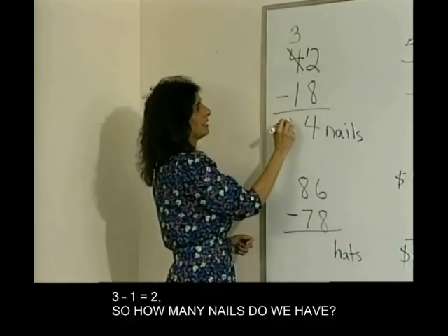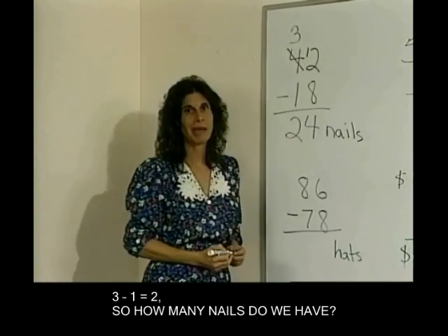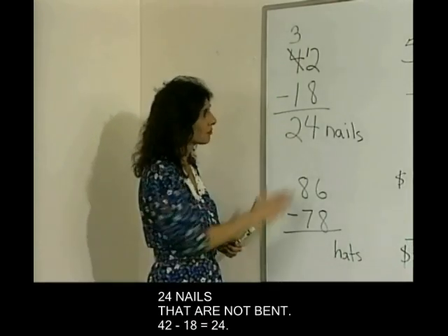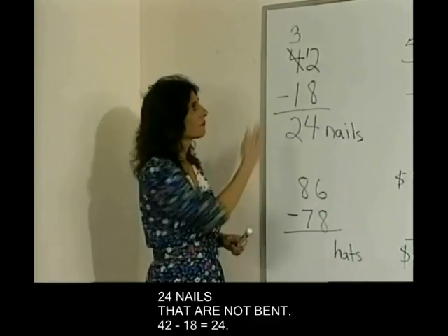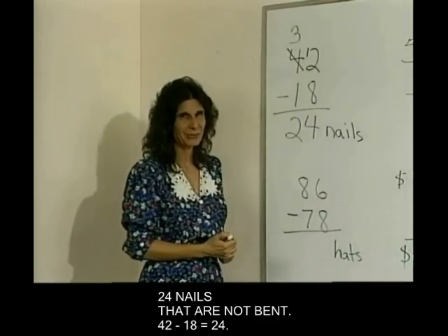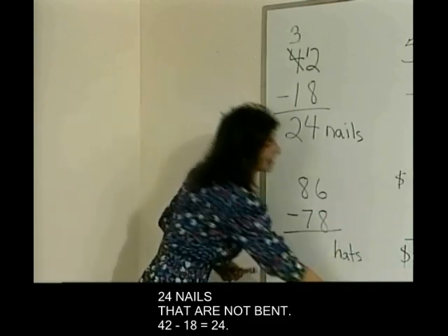3 minus 1 is 2. So how many nails do we have? 24 nails that are not bent. 42 minus 18 is 24. Let's try it again.